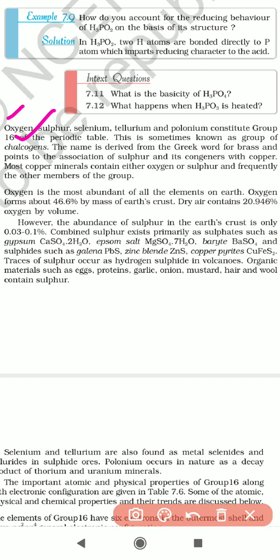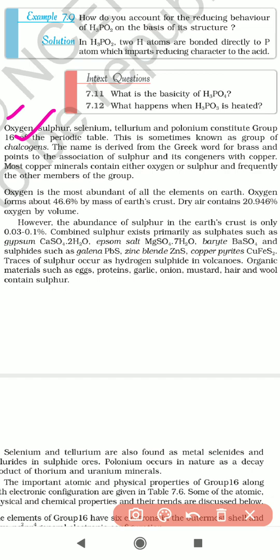Oxygen is the most abundant of all the elements on the earth. Oxygen forms about 46.6 percent by mass of the earth's crust. Dry air contains 20.946 percent oxygen by volume. However, the abundance of sulfur in the earth's crust is only 0.03 to 0.1 percent.